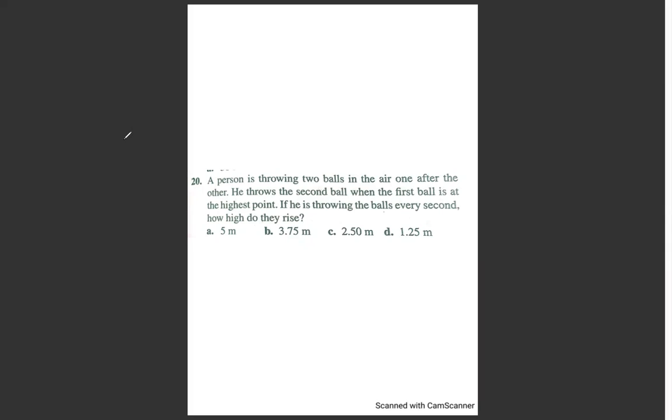This is confusing. Why? Read the question once again. A person is throwing two balls in the air, one after the other. He throws the second ball when the first ball is at the highest point. If he is throwing the balls every second, how high do they rise? Easy one. It is saying that a person is throwing balls into the air, one after the other. He throws the second ball when the first ball is at the highest point.